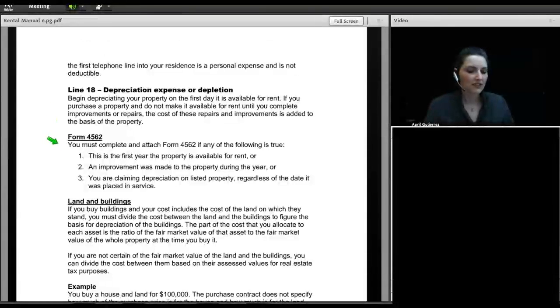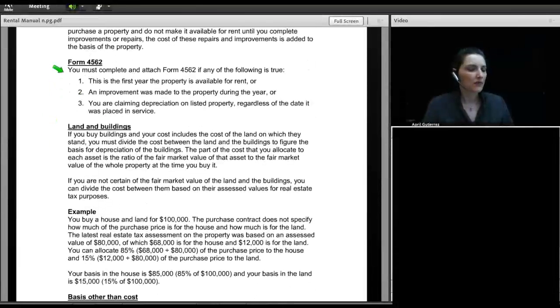So Form 4562. You must complete and attach Form 4562 if any of the following is true. Number 1, this is the first year the property is available for rent, or an improvement was made to the property during the year, or you are claiming depreciation on listed property regardless of the date it was placed in service, and I should go, or you claimed auto expense. One more down here. I already covered that up top, but it's one more, number 4 down here.